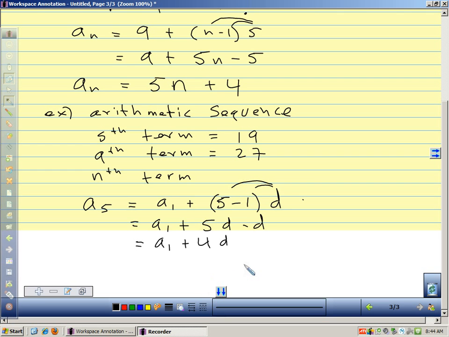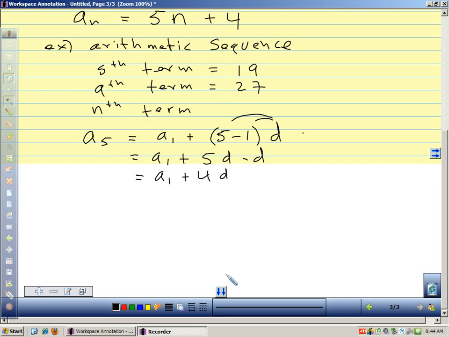Yes? You go from 5 minus 1 first and then add the d in there. Sure, you could do it either way. We'll do it that way next time. And I'm going to do the same thing for the ninth term. A sub 9 equals a sub 1 plus 9 minus 1 times d, or a sub 1 plus 8d.